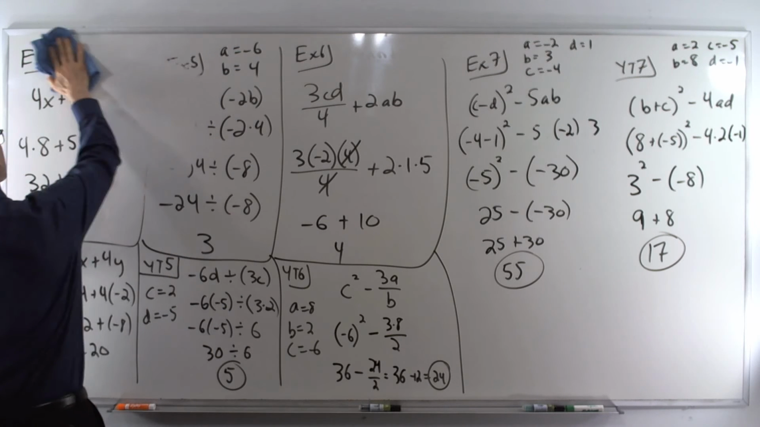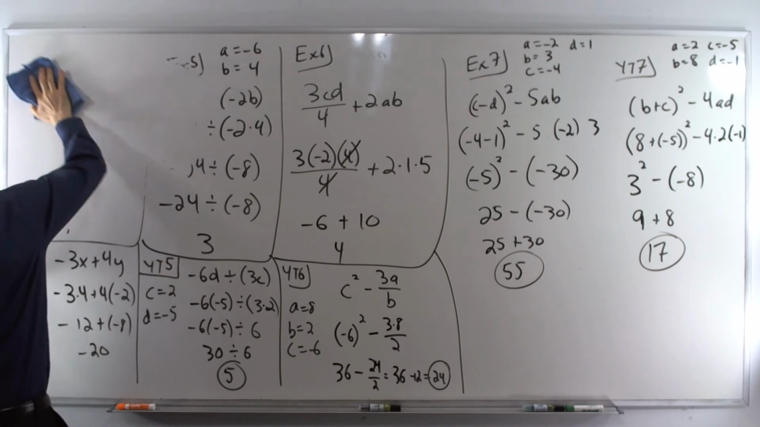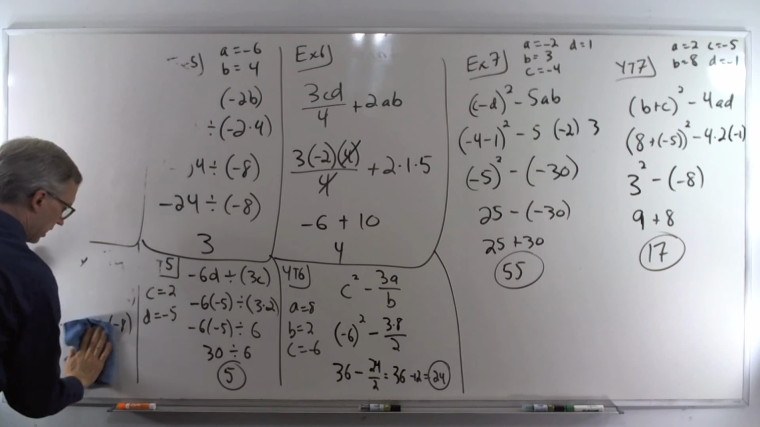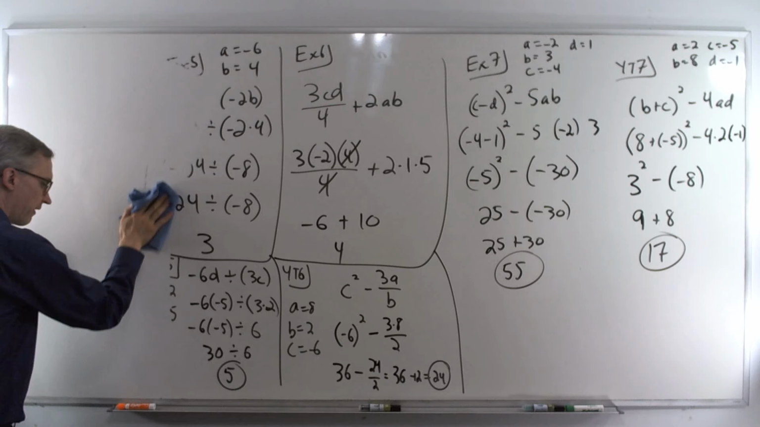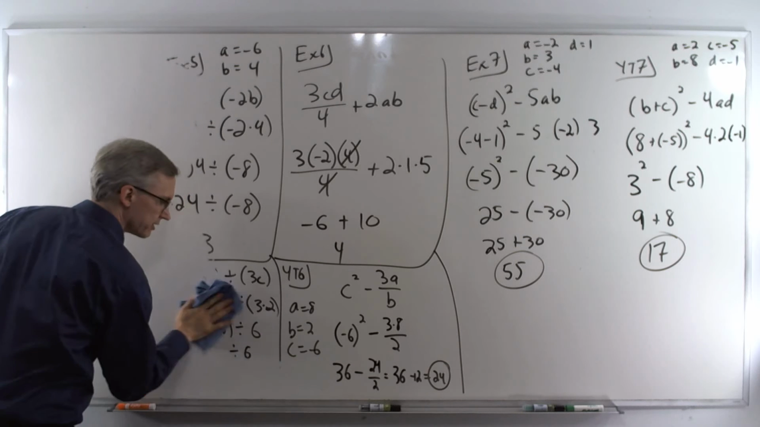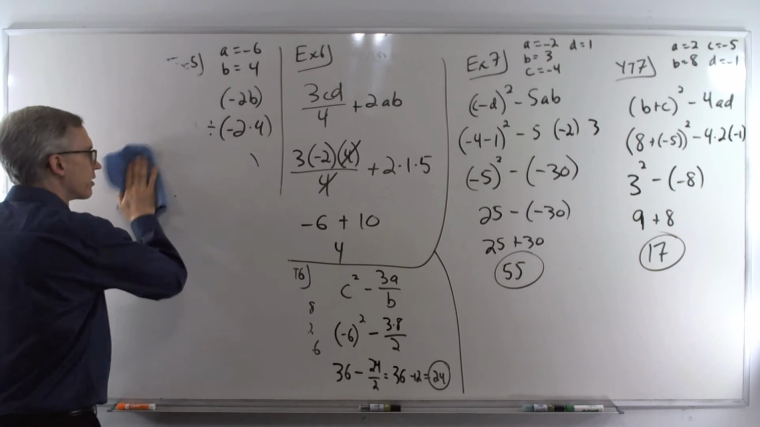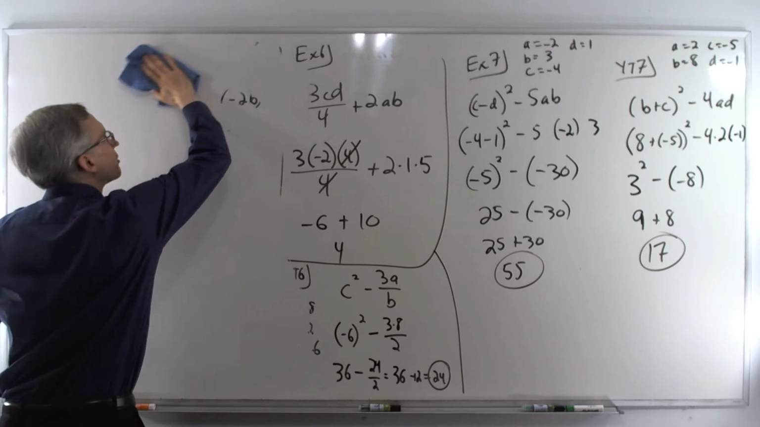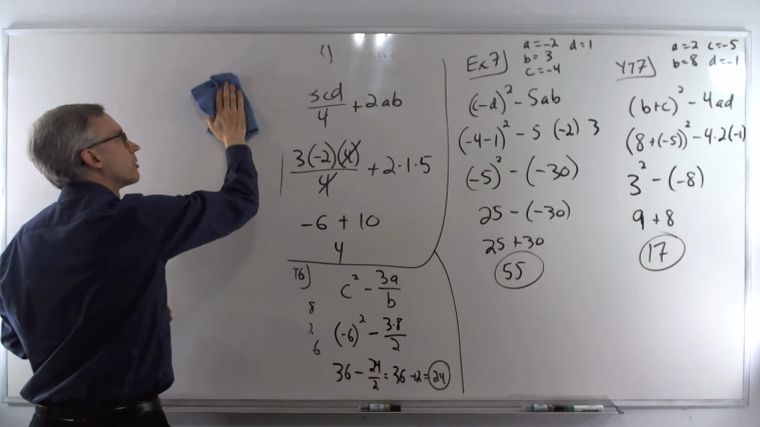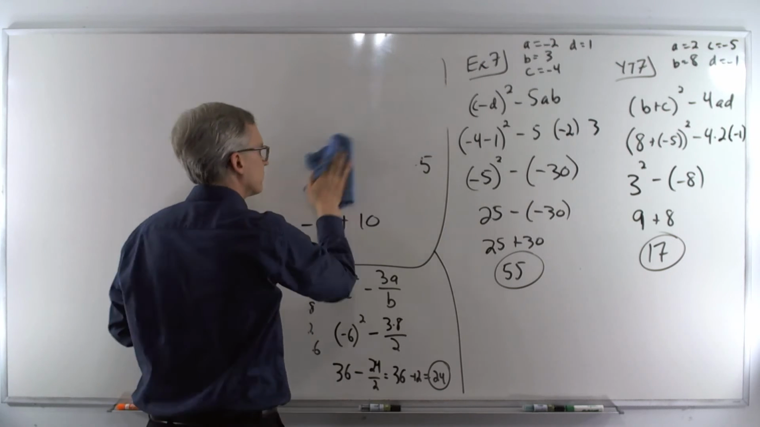All right, now we're going to dig into some larger fractions. Keep in mind, with big fractions, we're going to evaluate the numerator and the denominator separately using order of operations. And then once we're down to a single number on top and a single number on the bottom, then we'll divide.